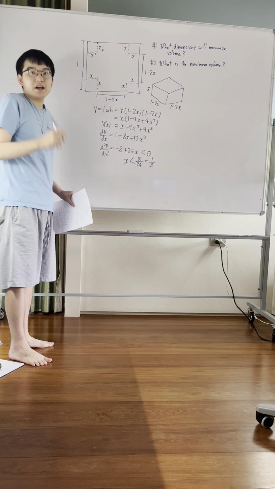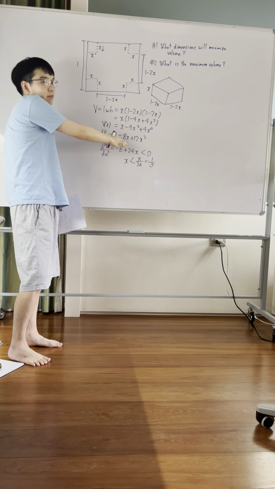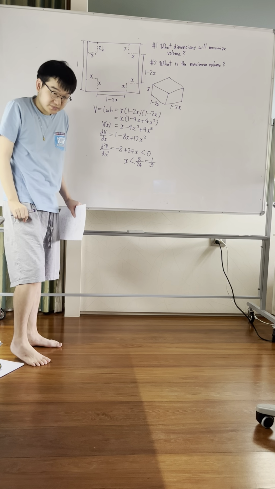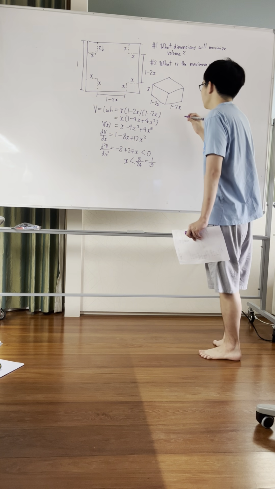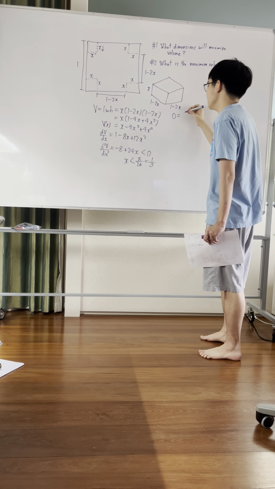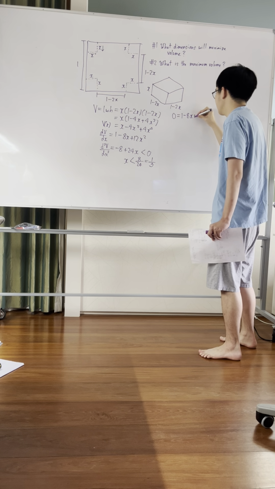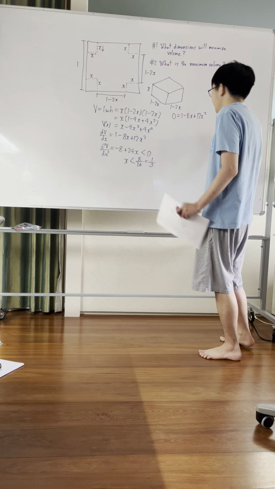Now we can find the actual critical points, which will optimize the dimensions of this metal box, by setting this equal to 0. So 0 equals 1 minus 8x plus 12x squared over here, as so.